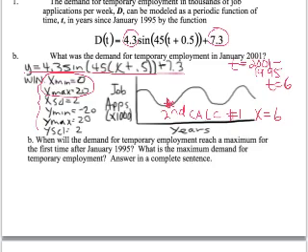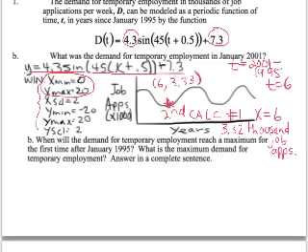So the answer to B is 3.32 thousand job applications. So our demand in 2001 was 3.32 thousand job applications, because this ordered pair on the calculator was 6, 3.3. Actually, it should be 3.33. Let me correct that. 3.33 thousand job apps.